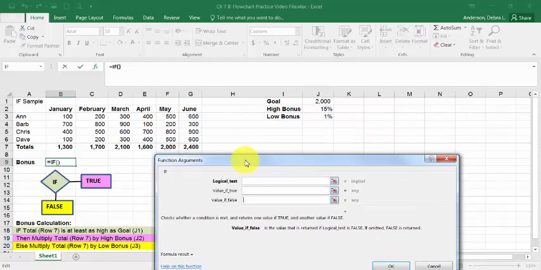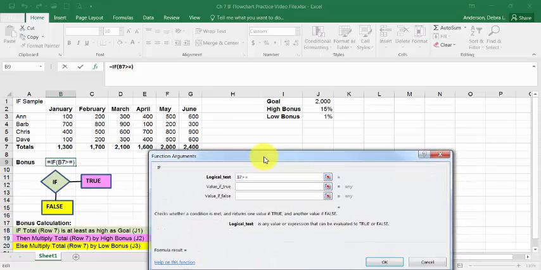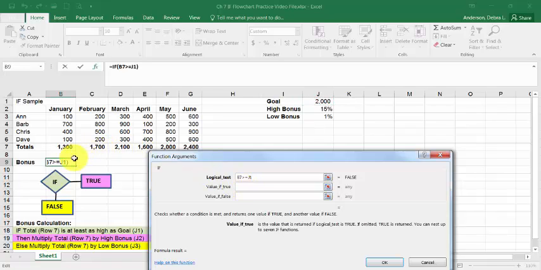So my logical test is the total for January at least is greater than or equal to. You can't say "at least," you have to use these operands right here. Greater than or equal to J1. And then click in the next box. If that's true, then you multiply the total value times, use your operators, plus, minus, times, divide, high bonus. And if it's false, you multiply the total times low bonus.